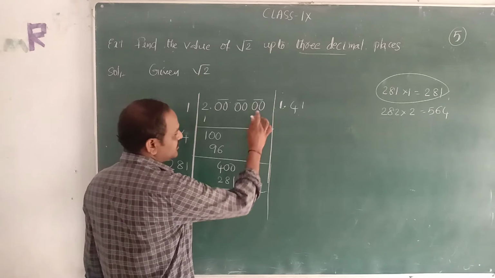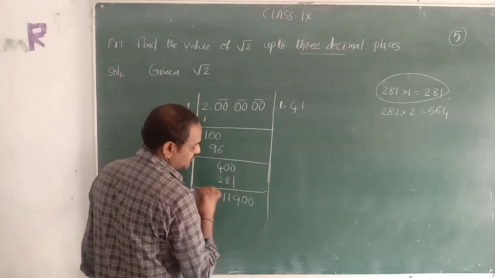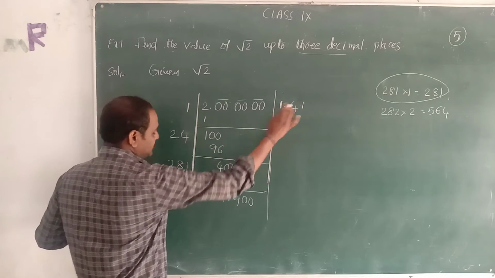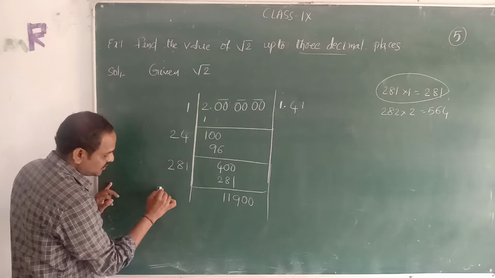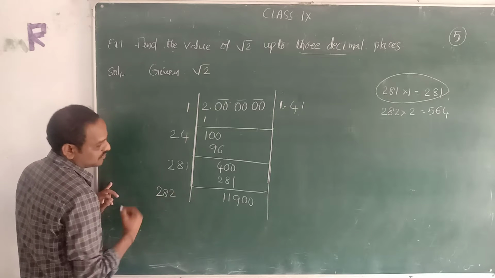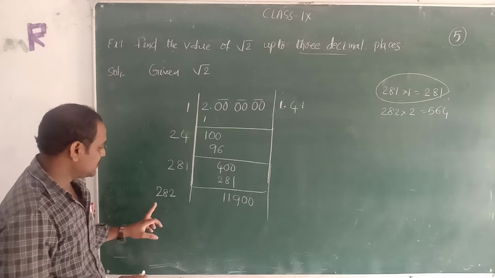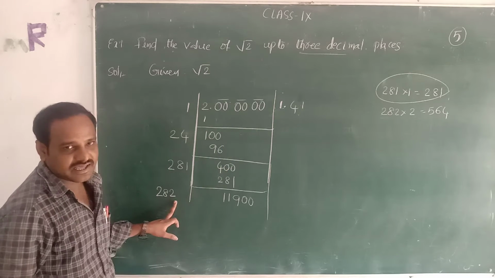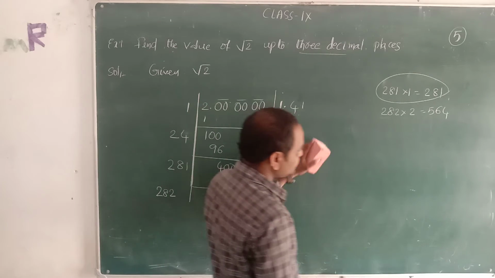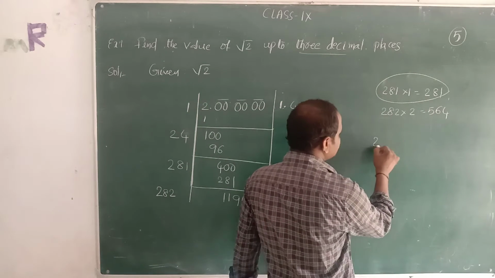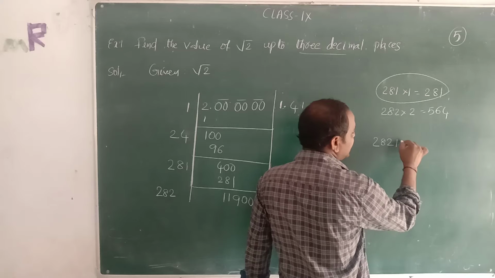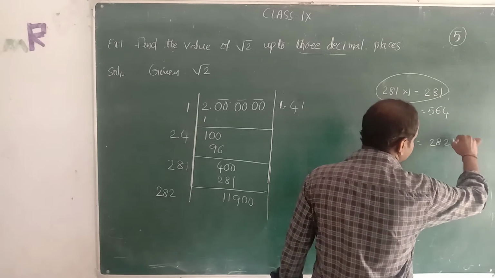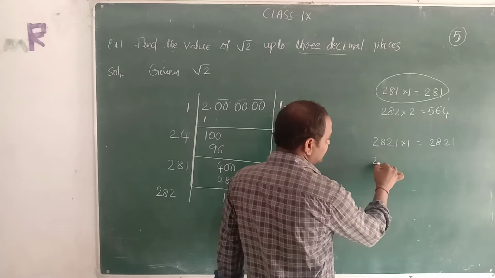So now we are going to take these two zeros. Okay. Now again 281 plus 1. How much you will get? 282. So now here we are going to take 2821 1 times. Like that we have to check. So 2821 1 time we will get 2821.